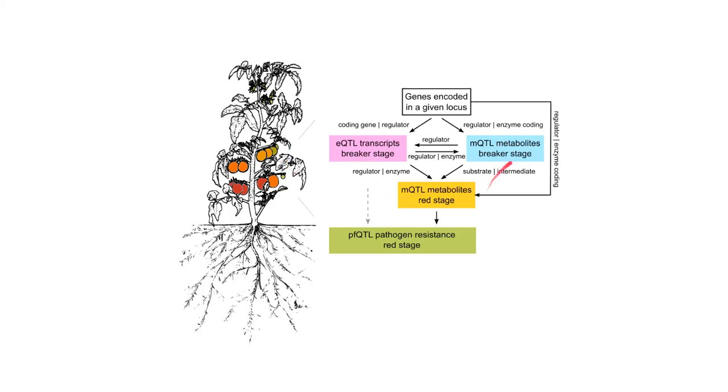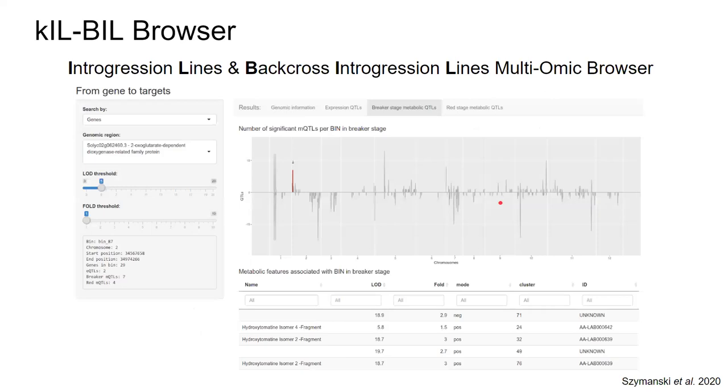Everything that we identified is within basically this network of putative interactions. This data resource, of course, can be used much beyond our few examples that we managed to characterize, and therefore we have generated the so-called ILBIL browser. It comes from introgression lines and backcross introgression lines, a multi-omic browser, where we have put all our data and programmed this simple Shiny app to browse it, to look for your favorite gene, your favorite metabolite, your favorite transcript, and find other transcripts and metabolites that colocalize with it in terms of genetic associations. Find the fold changes, change the significance thresholds, et cetera. So the link to the browser will be in the description of the video, as well as links to all the papers.